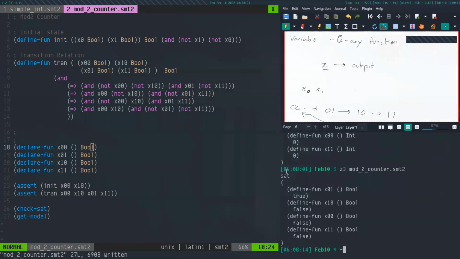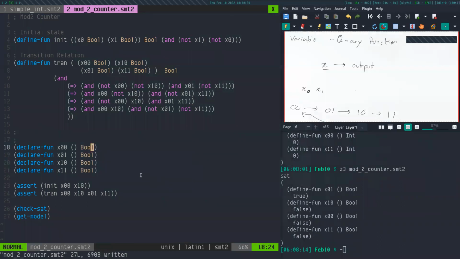As you can see, it says SAT and it gives you a particular case in which this can happen. We are saying that x00 and x10 represent the initial state. And then we're saying that these two variables are talking about the state that you get after one transition. It says that x00 and x10 are both false, so the initial state is 0. And x01 is true and x11 is false, so the next state after that is 1.